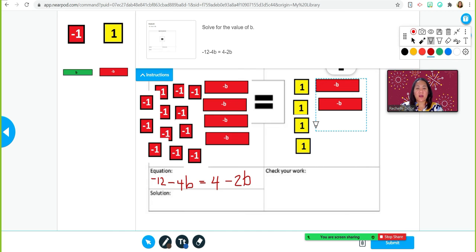The first step is you need to identify the least constant value. Is that negative 12 or 4? You're right, negative 12, right? So that's the first thing we need to cancel. Let me rewrite that: negative 12 minus 4b equals 4 minus 2b. Let me draw the line. Negative 12 is less than 4, so we need to get rid of that by adding 12 to both sides. So we have plus 12, plus 12.